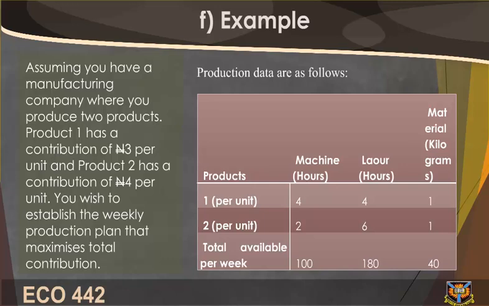F. Example. Assuming you have a manufacturing company where you produce two products. Product 1 has a contribution of 3 naira per unit and product 2 has a contribution of 4 naira per unit. You wish to establish the weekly production plan that maximizes total contribution. Production data are as follows.